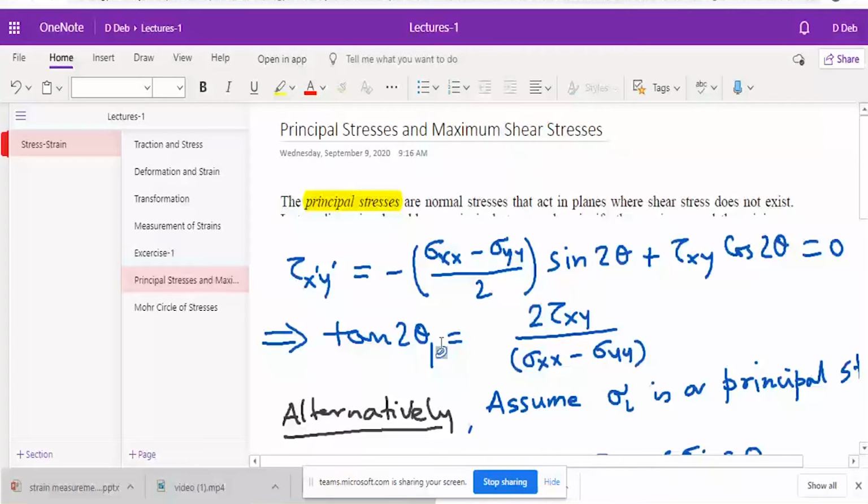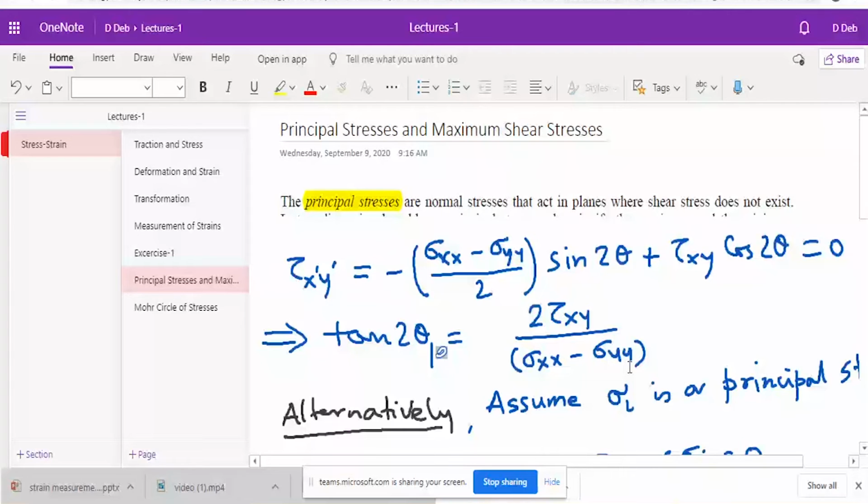Now, in this way, I am able to calculate the angle, but there is a question here, because there are two principal stresses, right? We have two planes. One is in the x dash direction, another is in the y dash direction. So for the two planes, this angle belongs to which one? This is not clear from this. The angle calculation is correct. So that's why we do a little bit of an alternate way.